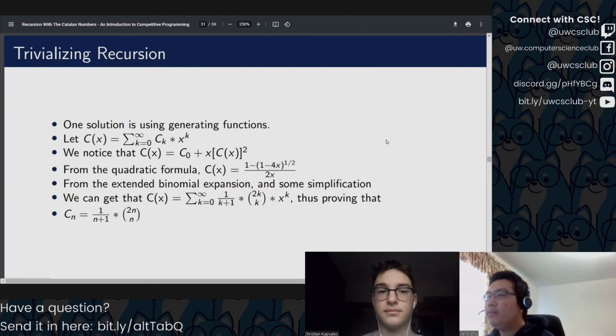We notice that we can relate C of x to C of 0 and C of x squared, and we can use the quadratic formula to find C of x in terms of x. And from the extended binomial expansion of (1 minus 4x) to the power of 1/2 and some more simplification, we can get that C of n is equal to 1 over n plus 1 times 2n choose n.